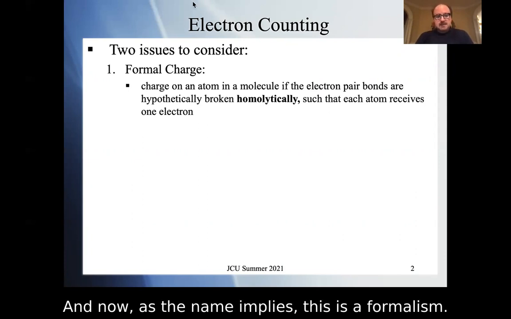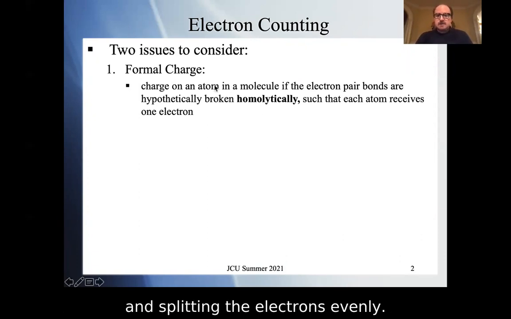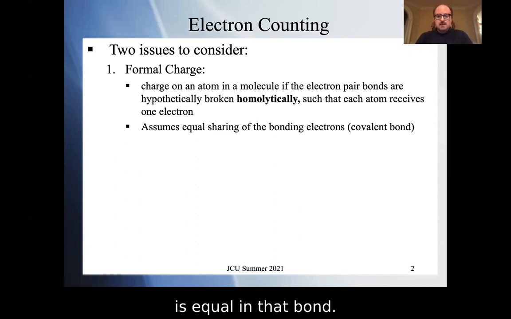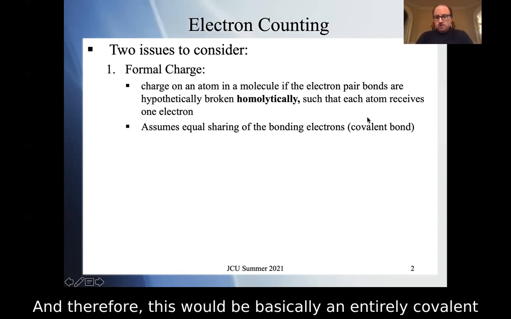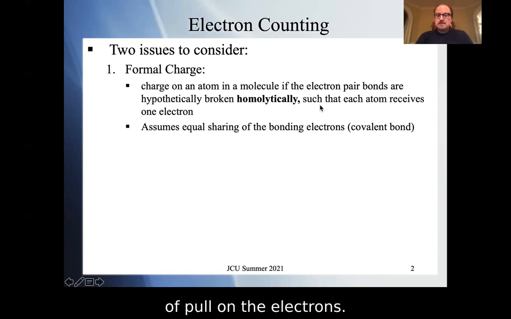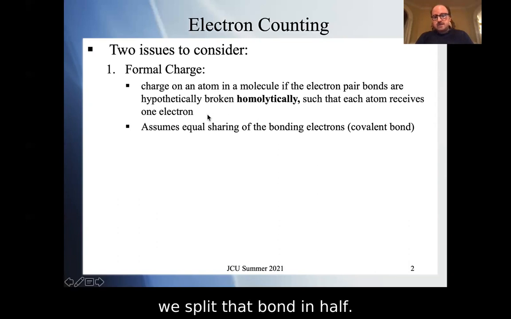And as the name implies, this is a formalism. We're doing this hypothetically, taking that bond and splitting the electrons evenly. Now, this assumes that the sharing of the electrons is equal in that bond, and therefore this would basically be an entirely covalent bond. Here we say there's no difference of pull on the electrons, so each atom ends up getting one electron when we split that bond in half.